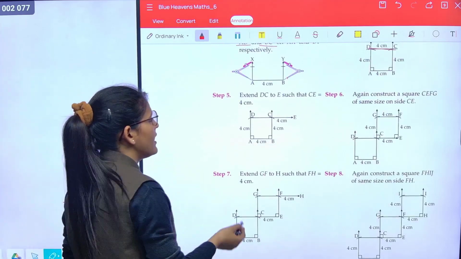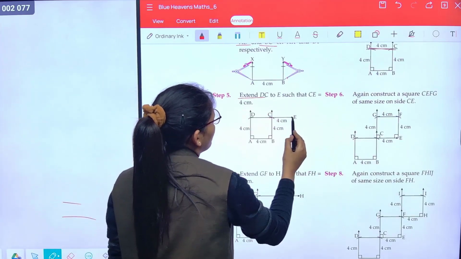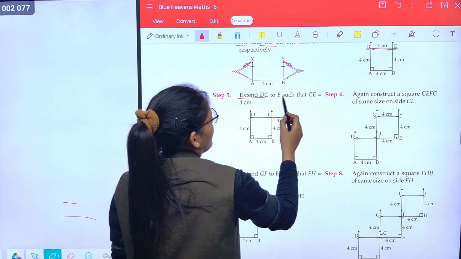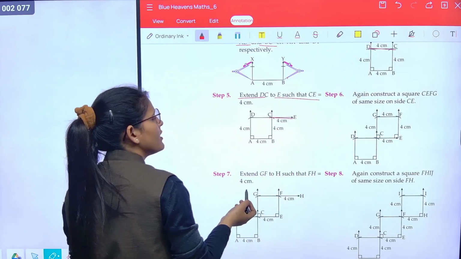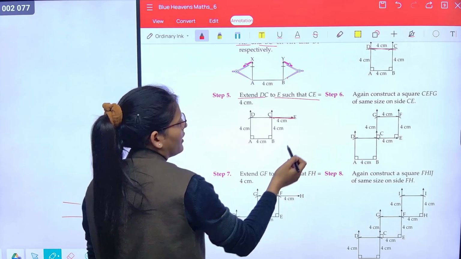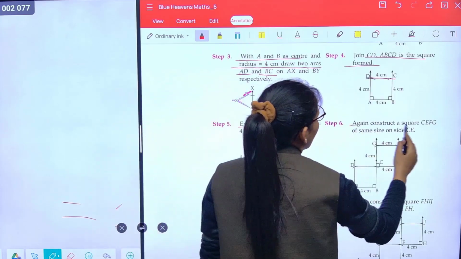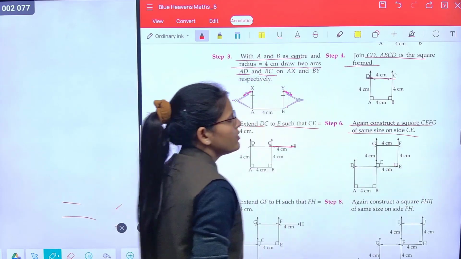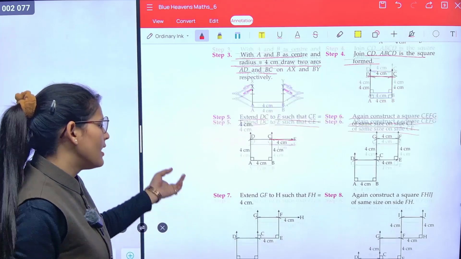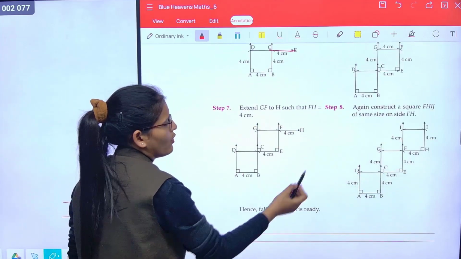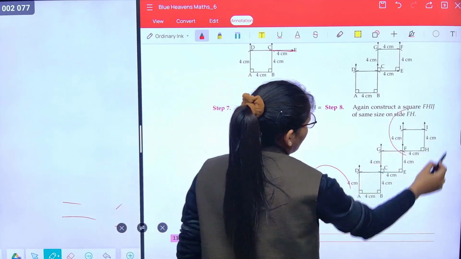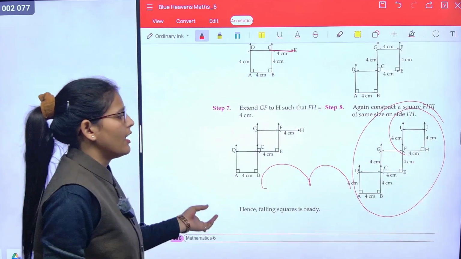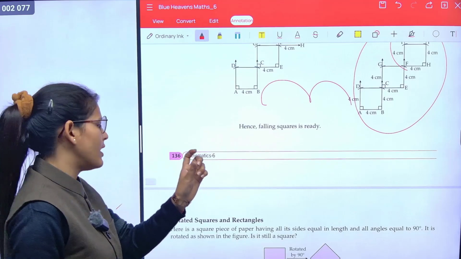Now class, extend BC. Now you extend it further such that CE is equal to 4 centimeter. Now again construct a square CEGF of the same size on the side CE. Again class, we will keep constructing our squares like this. Understand? With the radius 4 centimeter.